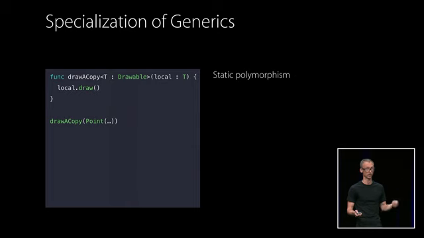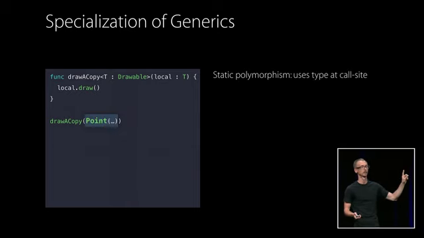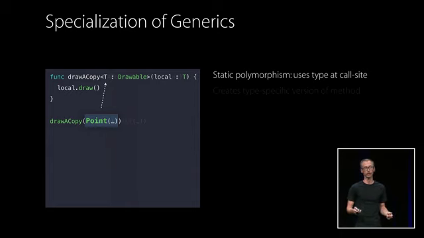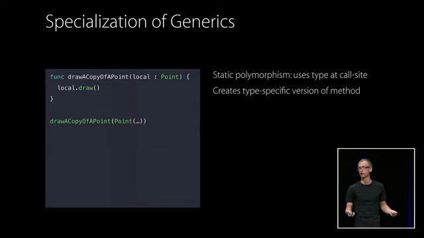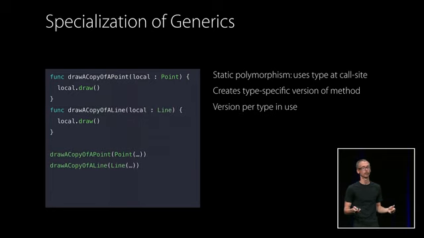And we have static polymorphism, so there's one type at the call site. Swift uses that type to substitute the generic parameter in the function and create a version of that function that is specific to that type. So here we have a drawCopy of a point function now that takes a parameter that is of type point, and the code inside of that function is again specific to that type. And as Kyle showed us, this can be really fast code. Swift will create a version per type used at a call site in your program.